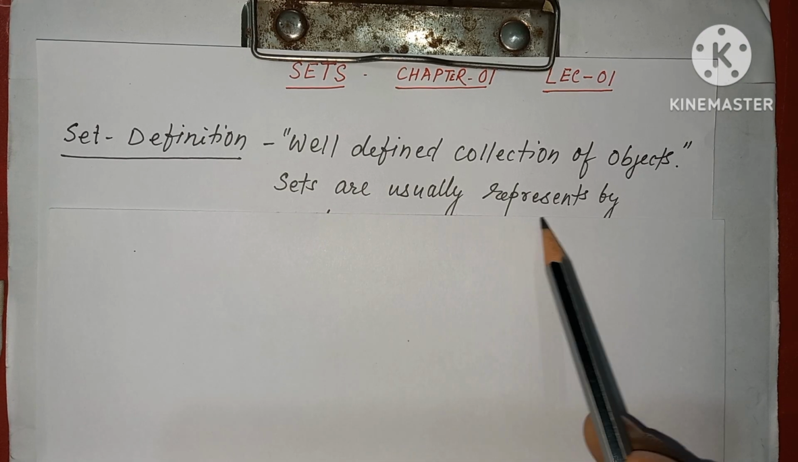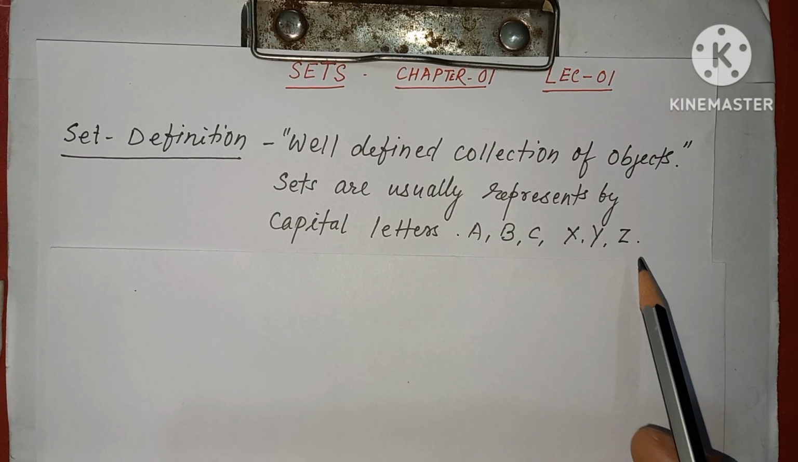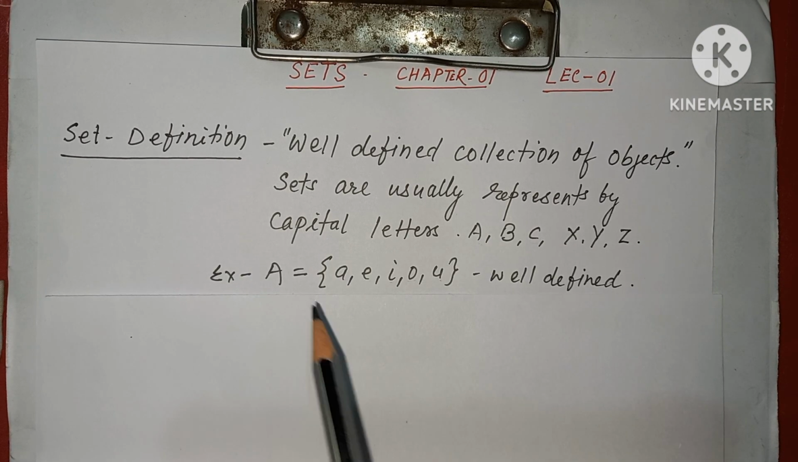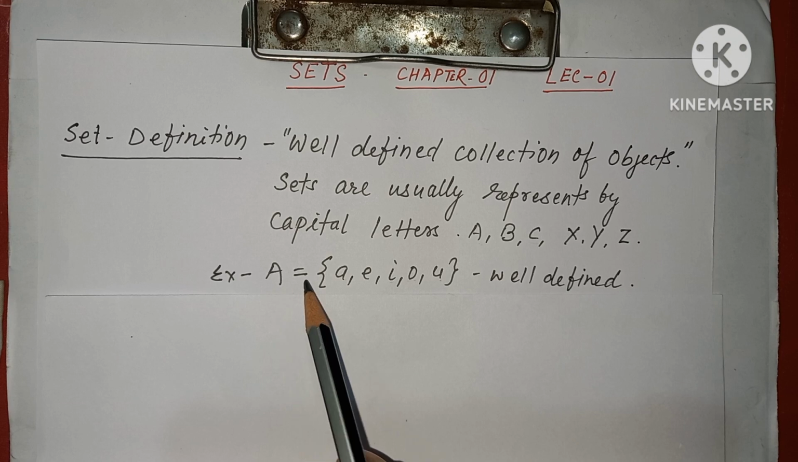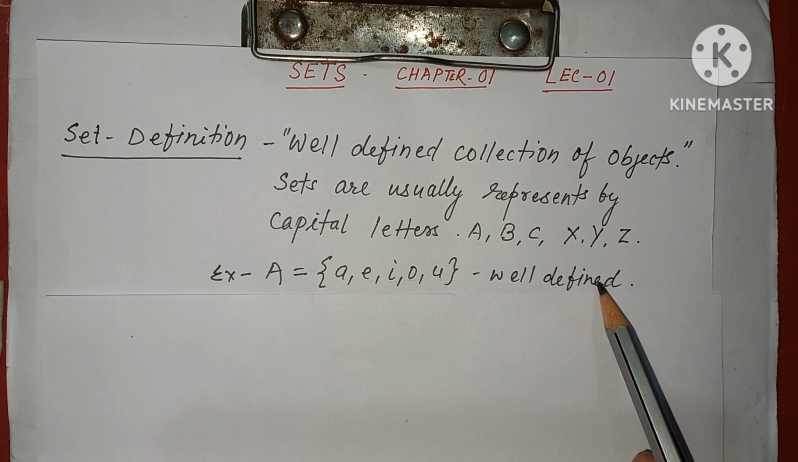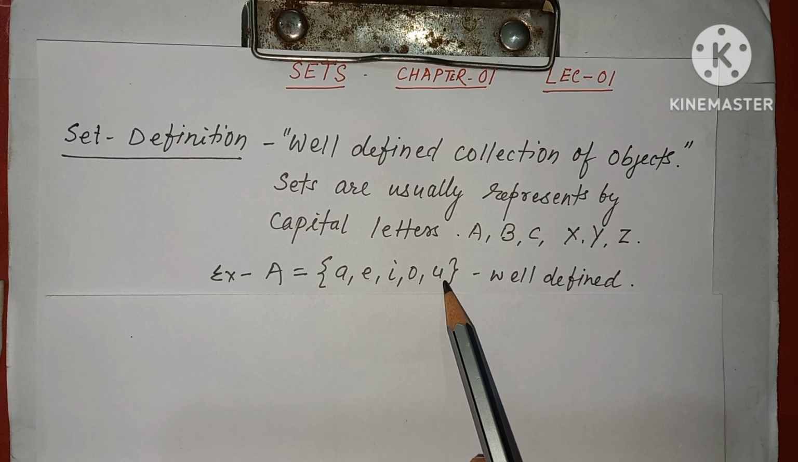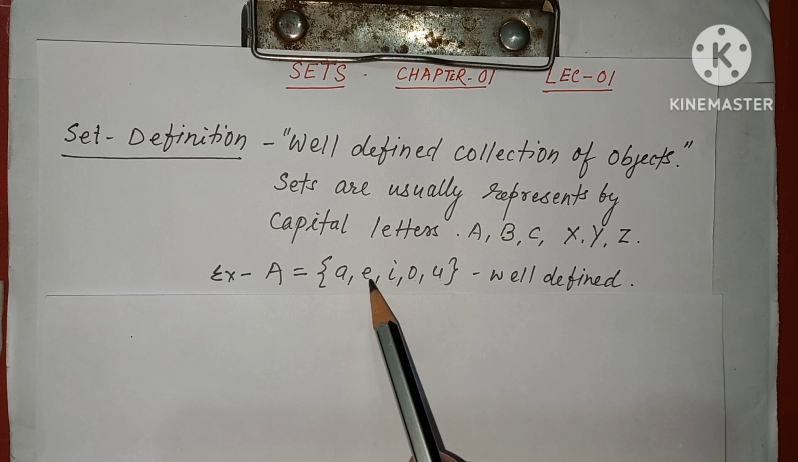सेट को यूजुअली रिप्रेजेंट करते हैं कैपिटल लेटर A, B, C, D, X, Y, Z से। फॉर एग्जांपल A is equal to {A, E, I, O, U}. This is well defined. Why? Because these are the vowels और इसमें कितने नंबर हैं? 5 नंबर्स हैं.